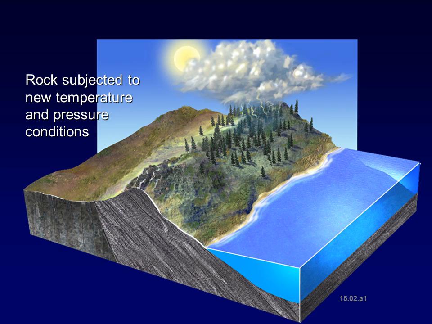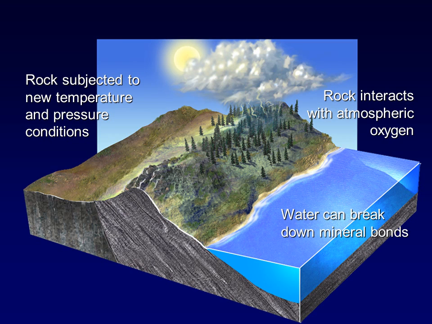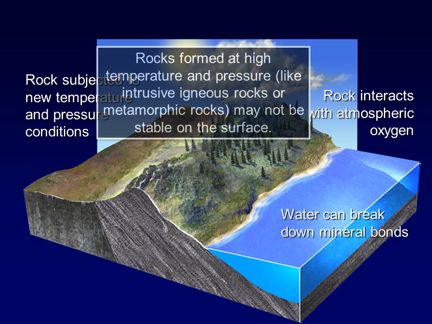Those minerals form at a specific temperature and pressure, and when they come up to surface pressure and temperatures, they lose stability. They start to break down. So those rocks interact with the atmospheric oxygen in a different way. They're not used to being exposed to that. They're used to being deep inside the earth. So water can break down the mineral bonds more easily.